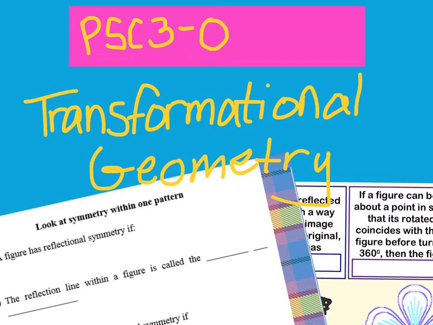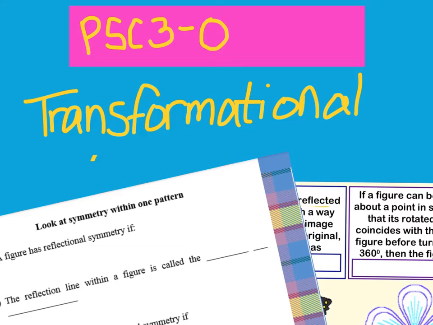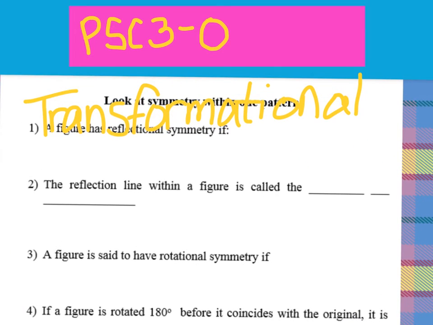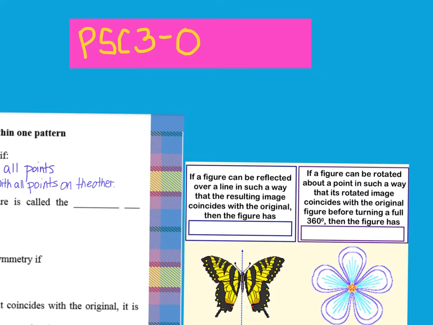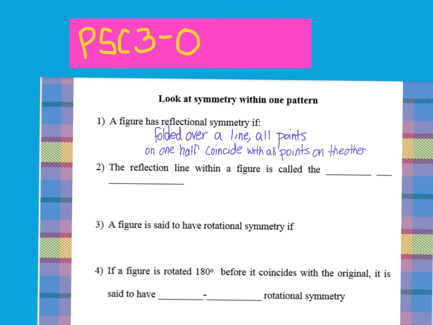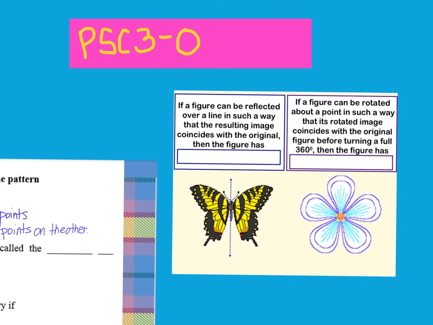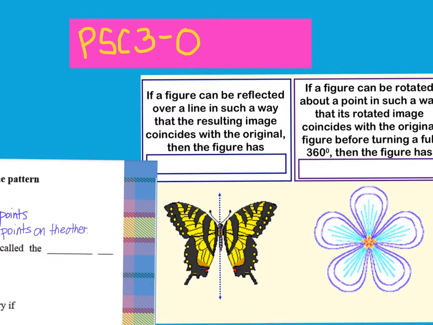It really helps, however, if you're going to talk about transformational geometry and the sliding of one shape across a coordinate plane, to look at the symmetries within one figure first. A figure is said to have reflectional symmetry if folded over a line, all the points on one half of the figure coincide with all the points on the other. The butterfly is an example of a figure that has reflectional symmetry.